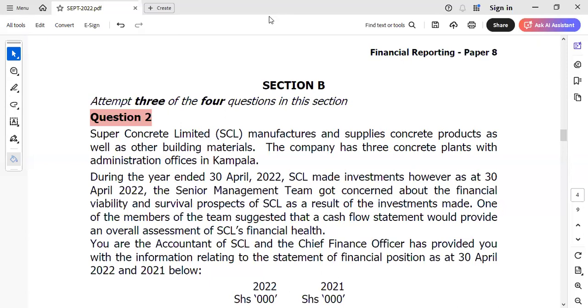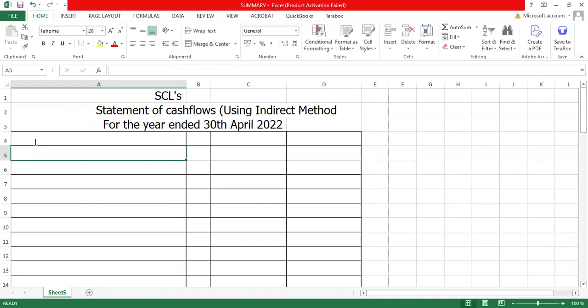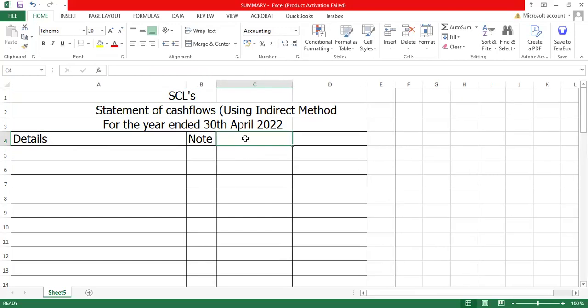I first lay my template. So that is your heading. You're preparing this company's statement of cash flows using indirect method for the year ended the 30th April 2022. So you put here details, then here you put your workings. If you do the workings, you put there your workings. Then you put here the amount and also the amount here.